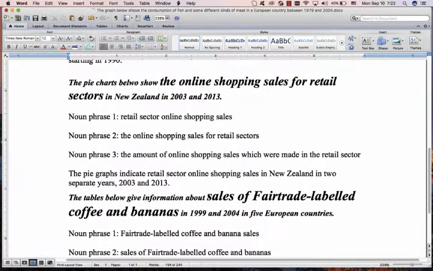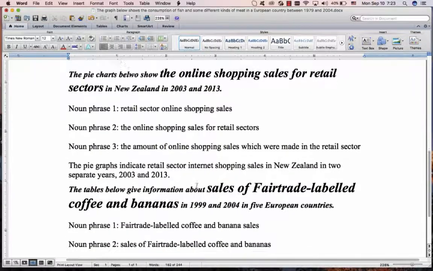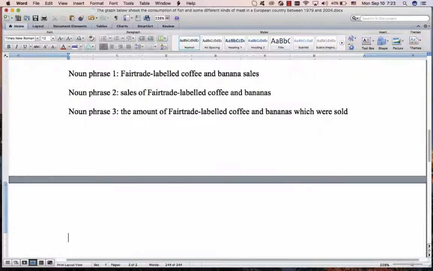Alright, next one. Great, quite straightforward, except this is different. This is not over a period. These are 2 separate years. So it's just nice to say in 2 separate years. Then we can think of a nice synonym for online. Just say internet. And that's fine. Very nice. And the final one.